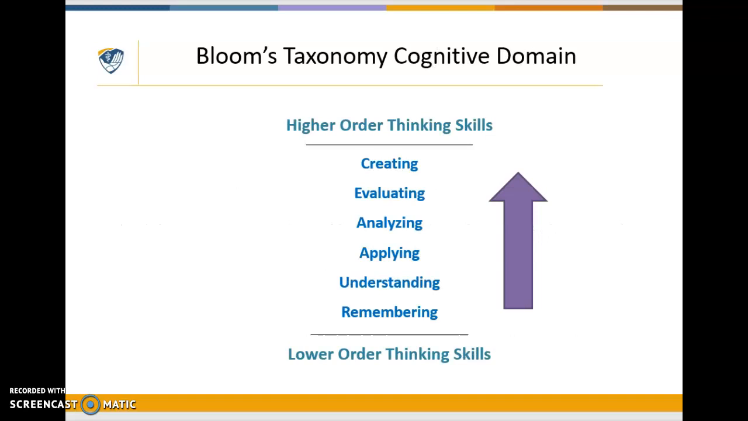So when we first look at the cognitive domain, we begin with lower order thinking skills and then progress with higher order thinking skills. So we start out with remembering, understanding, applying, analyzing, evaluating, and then creating.